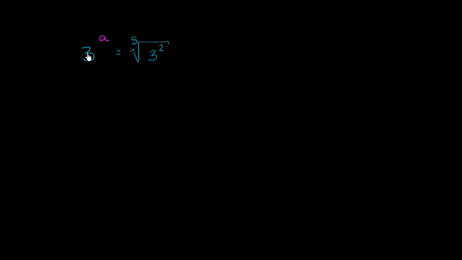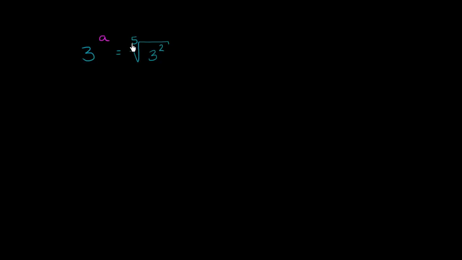So right here, we've got 3 to the a power, or 8th power, I guess, I don't want to confuse it with the number 8. 3 to the a power is equal to the 5th root of 3 squared. And what we need to figure out is, what would a be equal to? Let's solve for a. And I encourage you right now to pause this video and try it on your own.